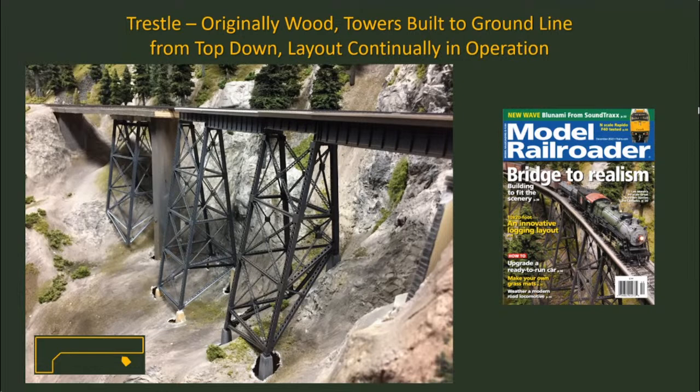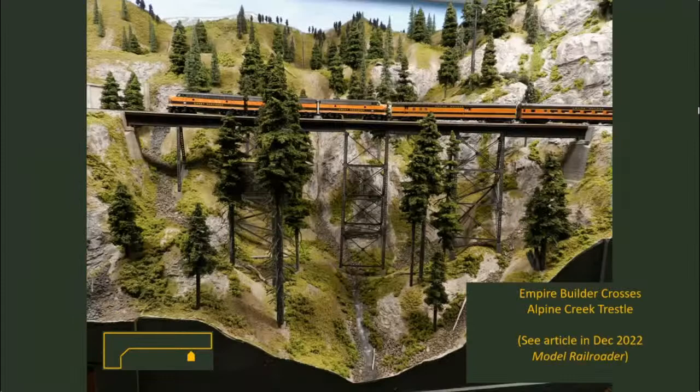And then this process allowed me to mark the holes in the plaster cloth where I needed to cut penetrations for the towers that you see in the foreground here. And this worked well. I mean, this has been under construction for a number of years. Finally finished it, got Model Railroader interested in how I did it. So there was an article about that in December 2022 for this trestle. This just shows the Empire Builder crossing that trestle after it was completed.